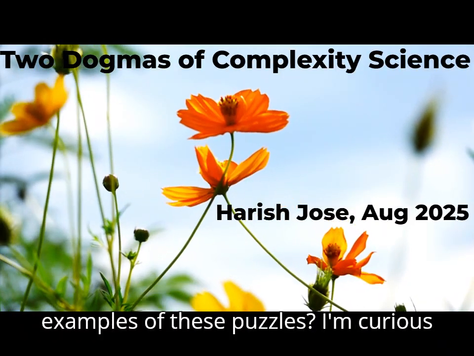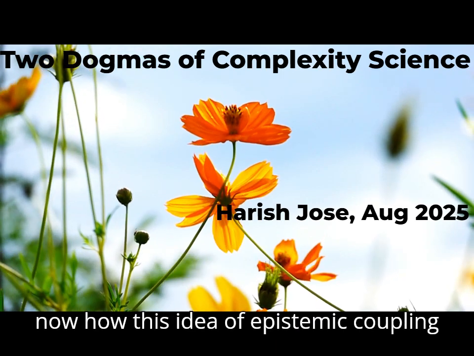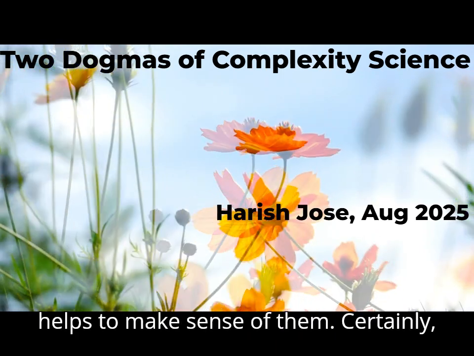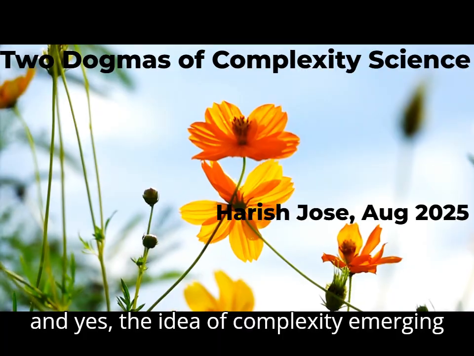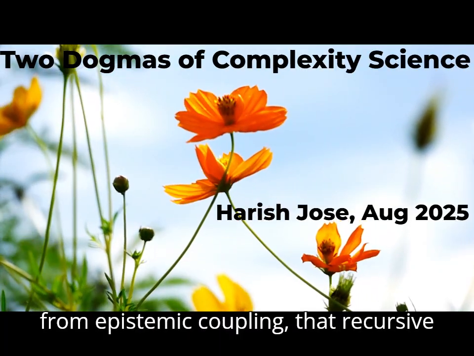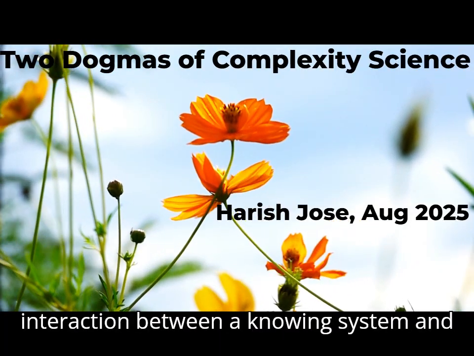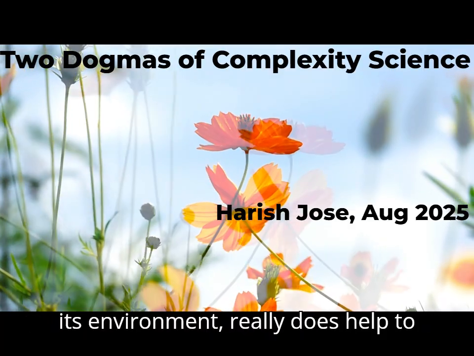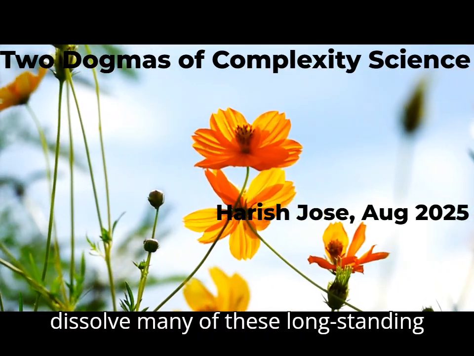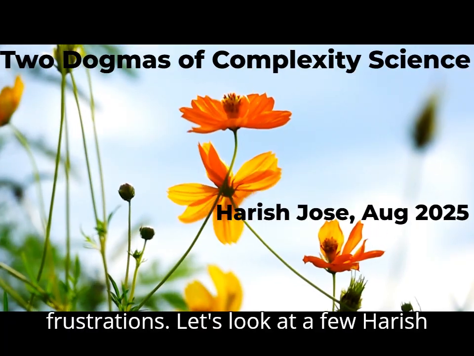Can you give us some examples of these puzzles? I'm curious now how this idea of epistemic coupling helps to make sense of them. Certainly. And yes, the idea of complexity emerging from epistemic coupling, that recursive interaction between a knowing system and its environment, really does help to dissolve many of these long-standing frustrations. Let's look at a few Harish mentions.